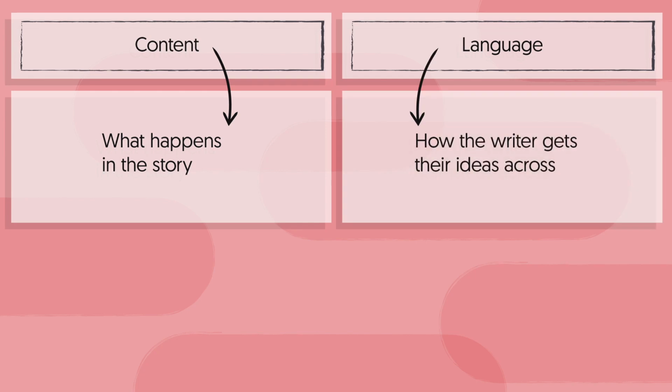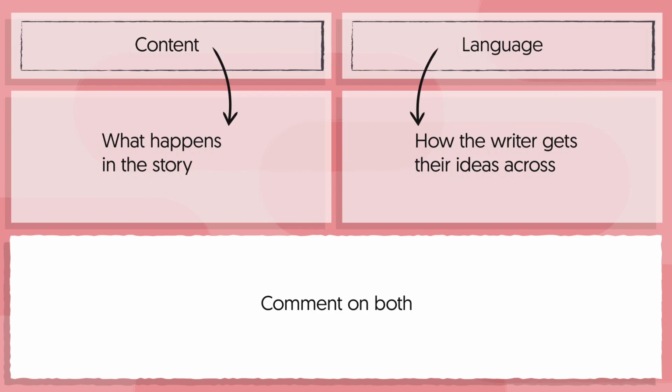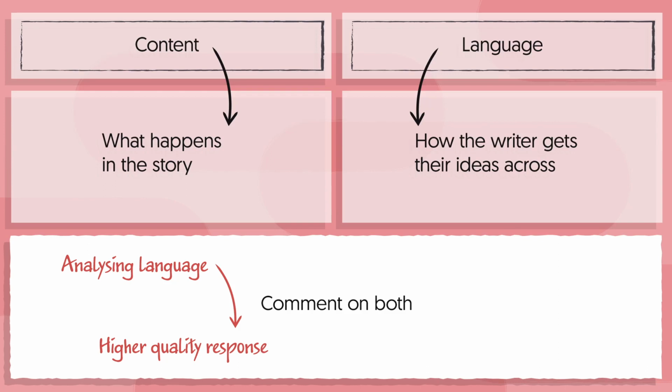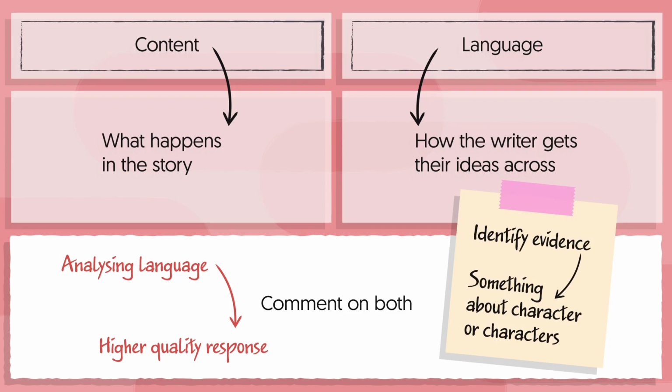Essentially, all this question is ever asking you to do is comment on content and language. Content is basically what happens in the story, while language is concerned with how the writer gets their ideas across. You should comment on both of these things in your answer. They're both important, but analysing language will demonstrate a higher quality response. What the examiner is looking for is for you to identify evidence that shows something about the character or characters. Sound familiar? Seems just like another impressions question, doesn't it?